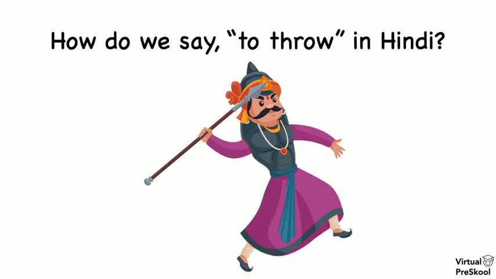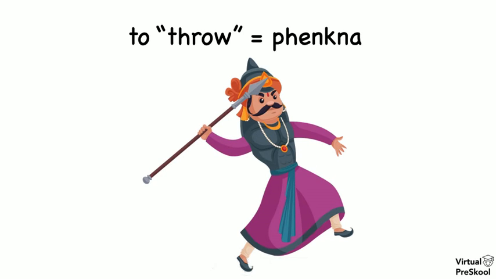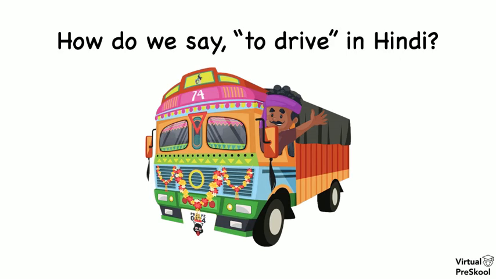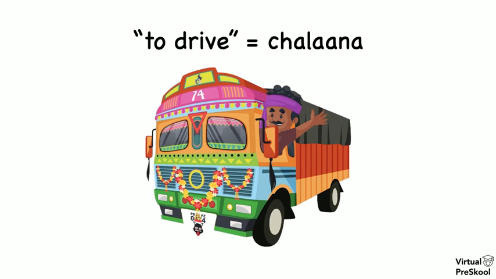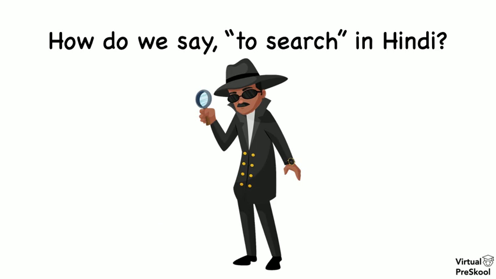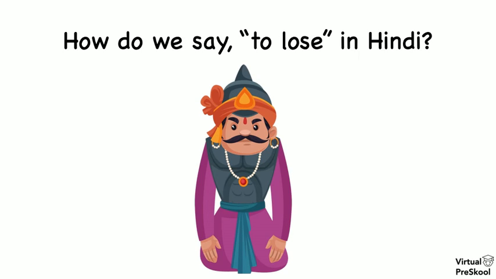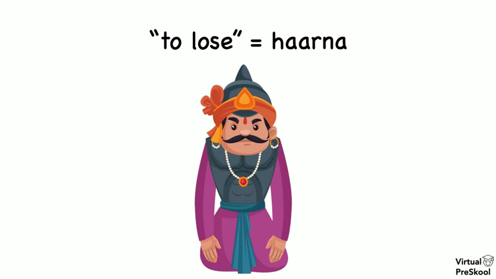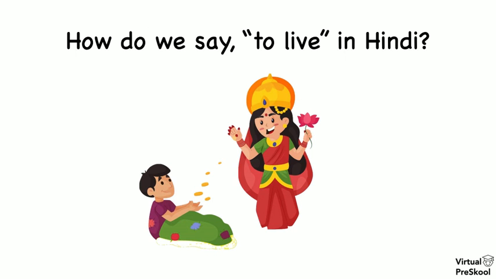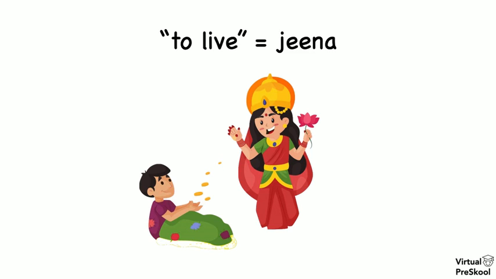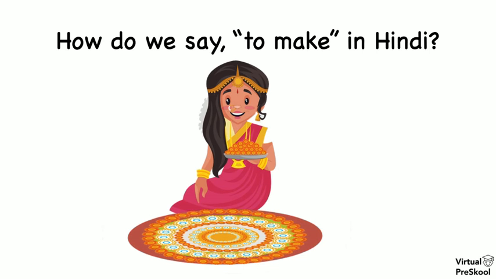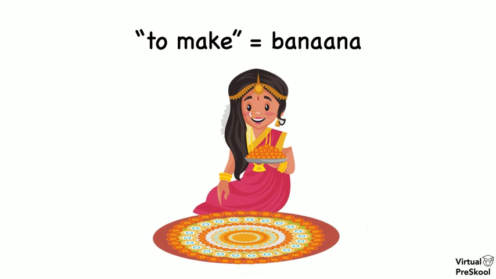How do we say to throw in Hindi? Phenkna. To drive in Hindi? Chalaana. Gadi chalaana. To drive a car. How do we say to search in Hindi? To search is dhundna. How do we say to lose in Hindi? To lose is harna. To live in Hindi? To live is jeena. And to make in Hindi? To make is banana.